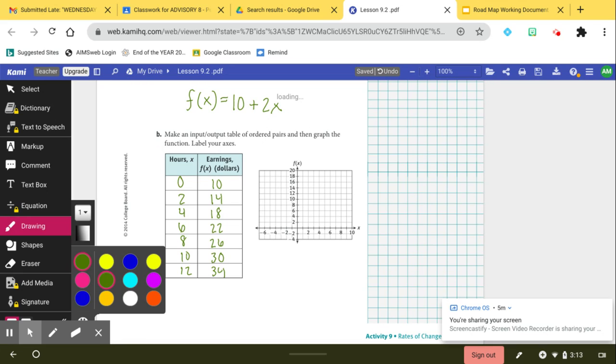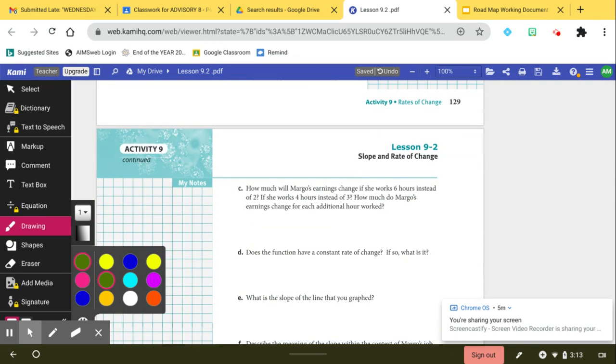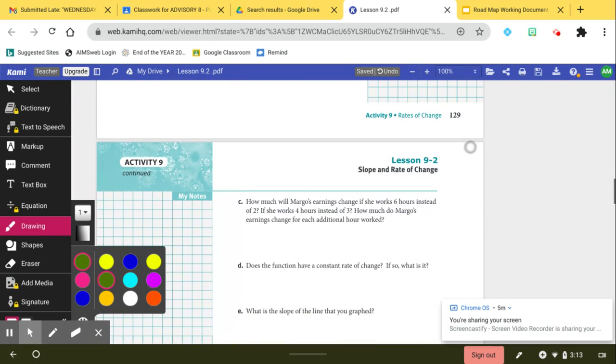Let's graph it. So 0, she's now at $10. 2, she's at 14. 4, she's at 18. We're running out of room with this one too. But notice it is a straight line, so it is linear. So it says, how much will Margot's earnings change if she works 6 hours instead of 2? Well, if she works 6 hours instead of 2, she makes $8 more.